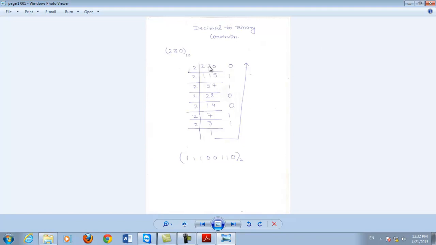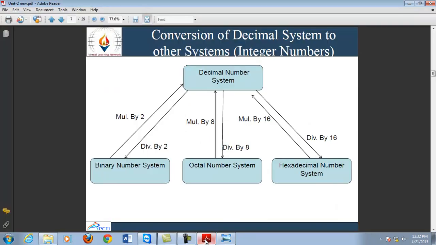You used the decimal number, divided it by 2, and whatever remainders are left, that is 1 1 1 0 0 1 1 0. From bottom to top, you have to take these numbers to form the binary number of the decimal number. This is the process of decimal to binary conversion, in which you have to divide the decimal number by 2 to convert it into binary.